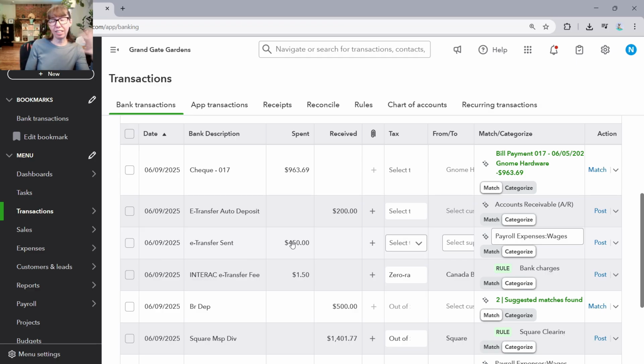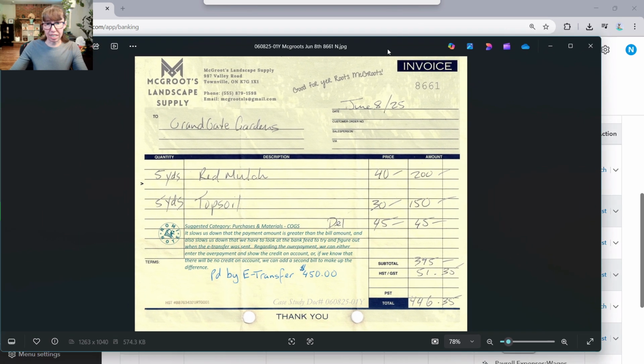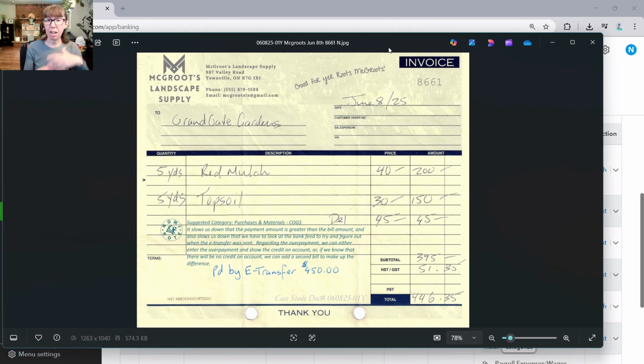So technically one way of thinking about this is we could put it in as an expense because, you know, the one day isn't that big a deal. But the amount isn't the same as the invoice. Now, if we put it in as an expense of $450, then what's going to happen is if we were to ever look up $446.35 to see if we have this bill entered or not, it's not going to show up.